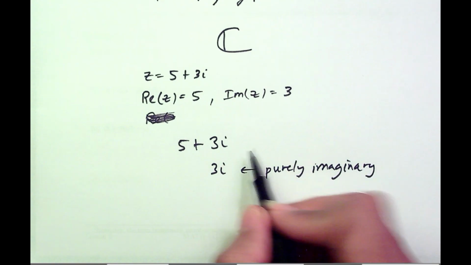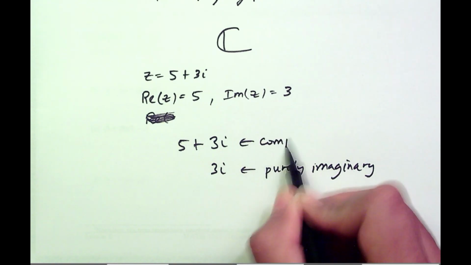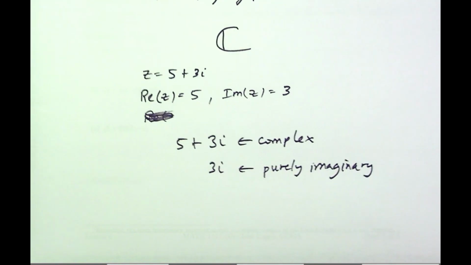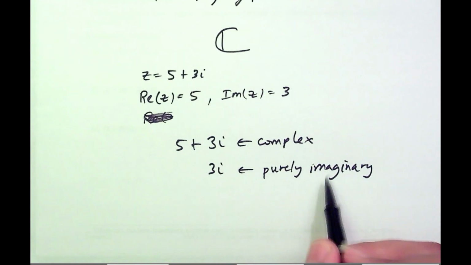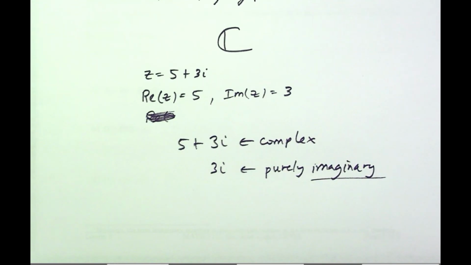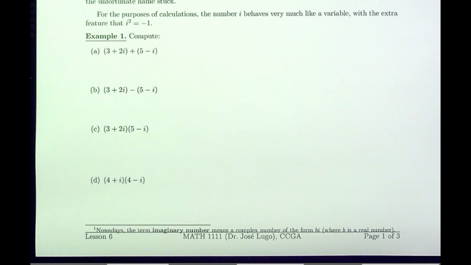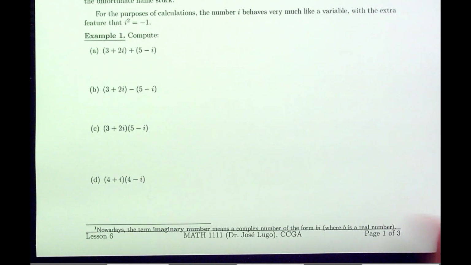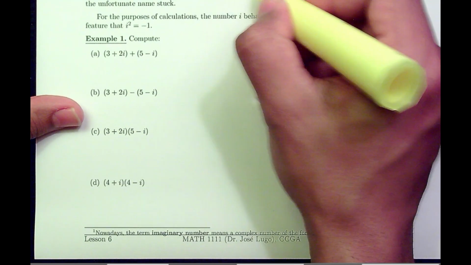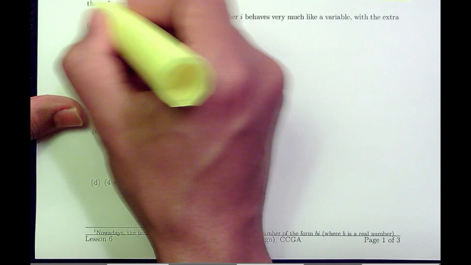This one would be a complex number, and this one is an imaginary number, or if you want to be very specific, purely imaginary. But of course, people sometimes abuse the terminology and just say imaginary for either type, and that's fine. So even though we don't have those misconceptions about complex or imaginary numbers anymore, unfortunately, the name stuck.